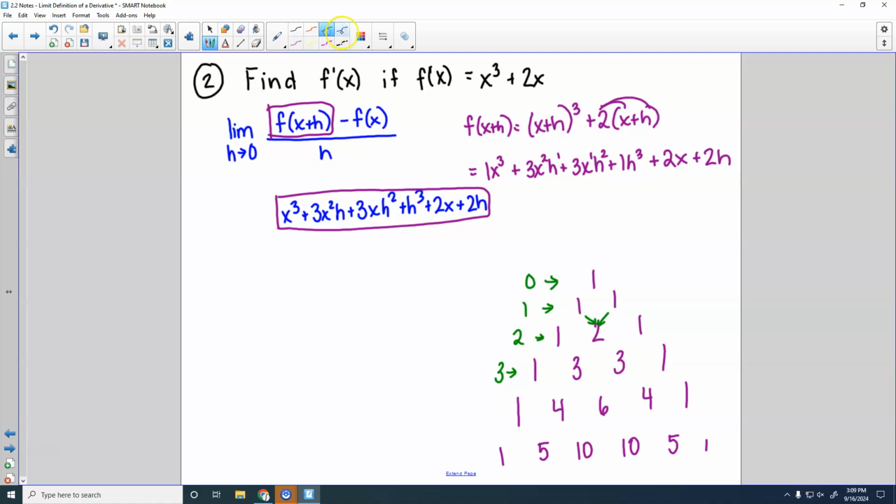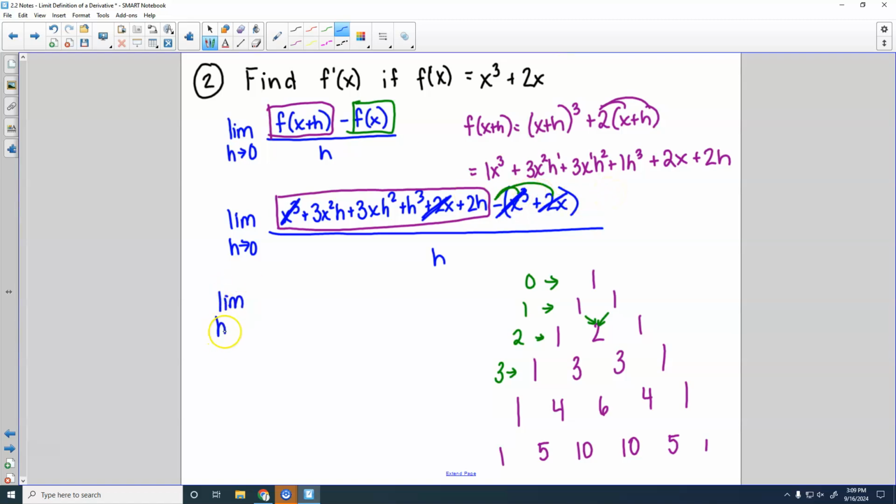Then you have to subtract f of x, which is x cubed plus 2x. Make sure you put parentheses around that because the negative gets distributed to it. And then all of this is over h. We still have our limit notation. Now, what's going to happen on this every time? Anything without an h cancels. That x to the third cancels. This 2x right here cancels because that's going to be a negative when we distribute the negative. So we can do the limit as h approaches 0 of h.